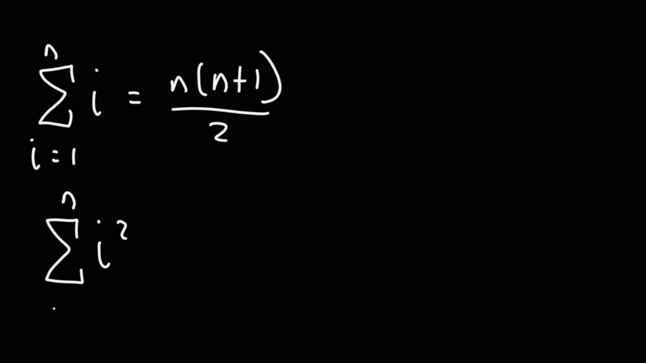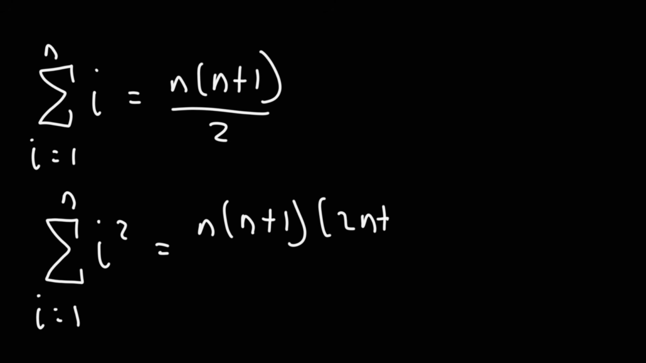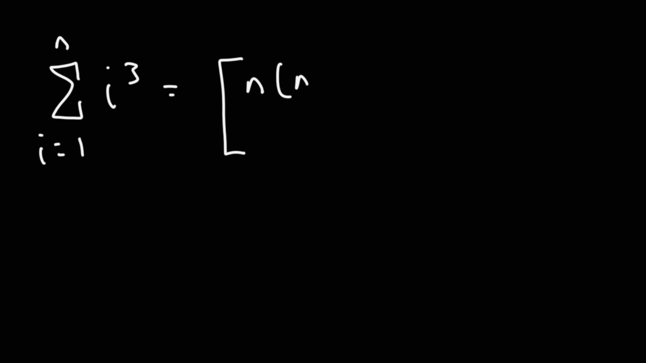For i squared, it's going to be n times n plus 1 times 2n plus 1 over 6. For i to the third power, it's n times n plus 1 over 2, squared.